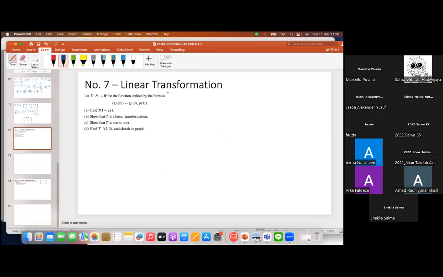Okay, so next, linear transformation. I'll be quick. So note the transformation T. So what is T? T is P1, A plus Bx, to R2. Okay, so find T of 1 minus 2x. So P0 equals 1 minus 2 times 0 equals 1. P1 equals 1 minus 2 times 1 equals -1. So T of 1 minus 2x equals (1, -1). This is A.